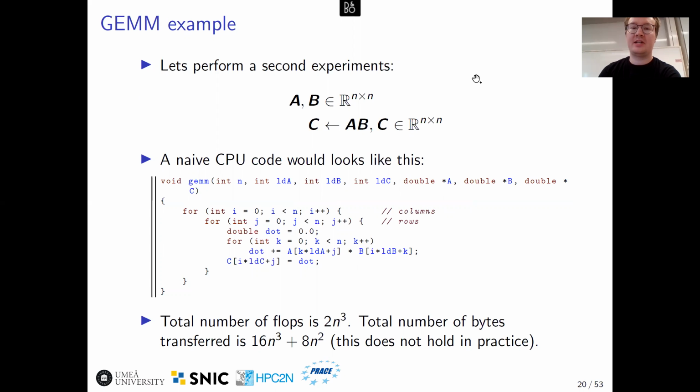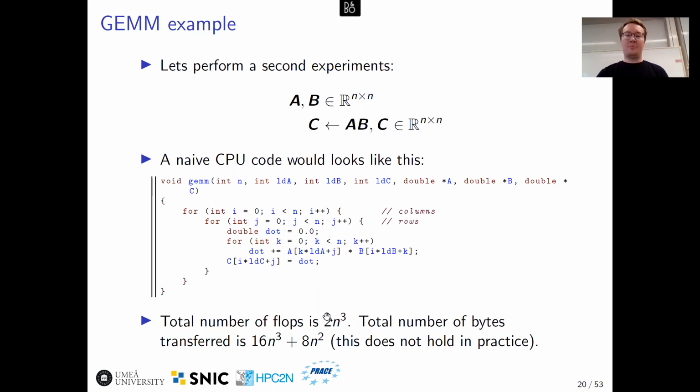Well, let's look at the second example, which is slightly more complicated. Here we are given two matrices, so two two-dimensional arrays full of double precision numbers, and we are simply going to multiply them together to get a third matrix. A naive implementation, and I would emphasize this word naive here, is that we simply have three nested for loops, and inside the innermost loop, for each element we will do multiplication and addition, and then we will store the data back to the memory.